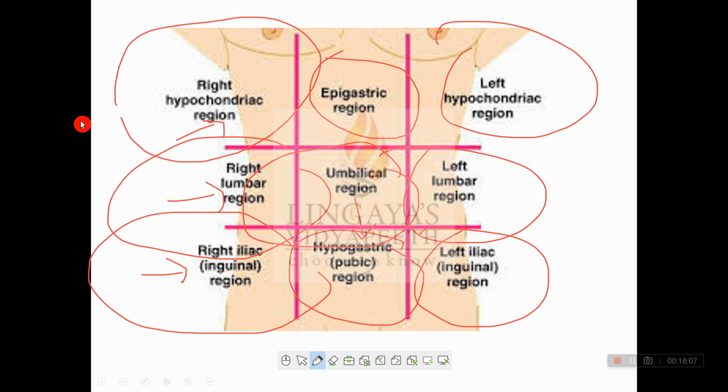So, the doctors or the medical persons relate with these terms only. They give their prescriptions or the diagnosis in these terms, what they are observing in which kind of region. So, it is very important to understand these 9 cavities of the abdomen and get aware of the names of these regions, right?